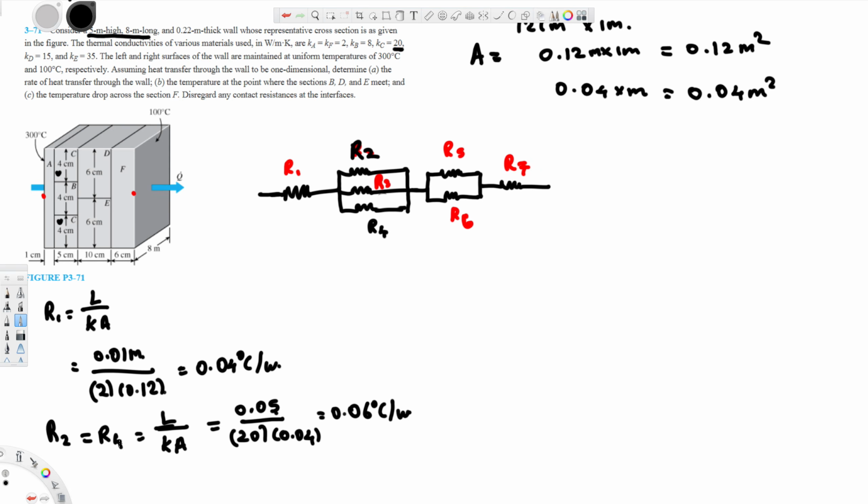Now we have calculated R2 and R4. Let's go ahead and find R3. Right? R3 is equal to, again, L over KA.